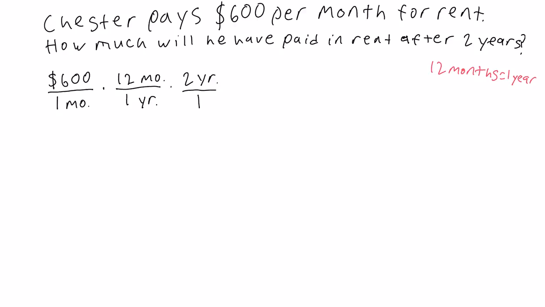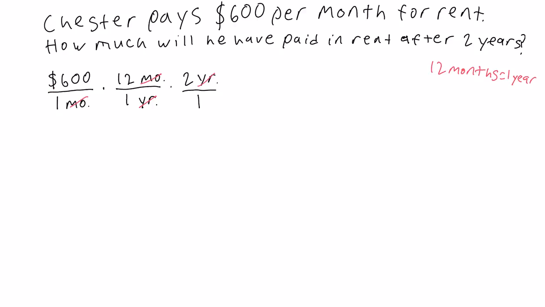Now, multiply everything out. Multiply by the top, divide by the bottom. However, notice on the bottom we have 1, 1, 1. So we don't have to worry about that there, because they're all 1s, so none of them are needed. So this isn't even going to be a fraction. So, our months cancel out, our years cancel out, and we're left with only dollars.